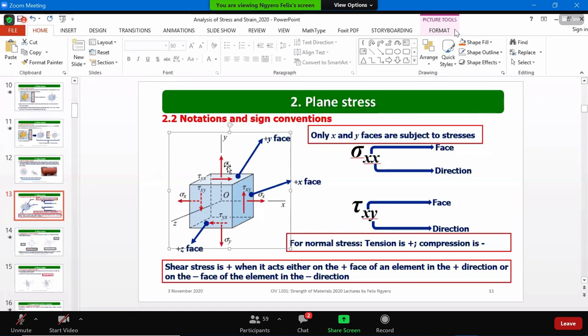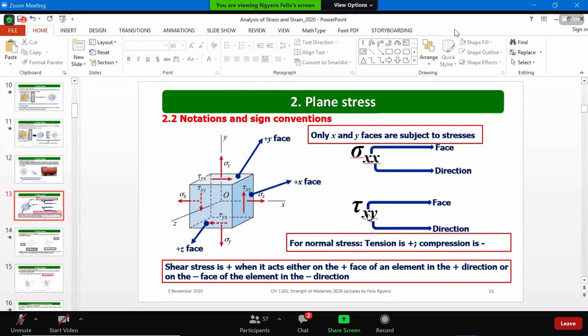If it were sigma y y, it would mean the normal stress sigma y acts on the y face in the y direction. So you need to learn this notation. In our work, we shall be using the single subscript notation, not the double subscript notation. We could use it, no problem, but to avoid typing double notation everywhere, we shall just use a single subscript.